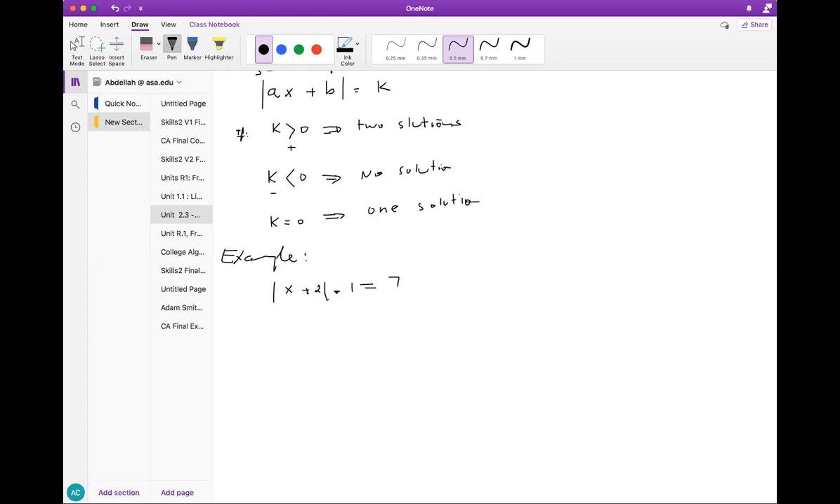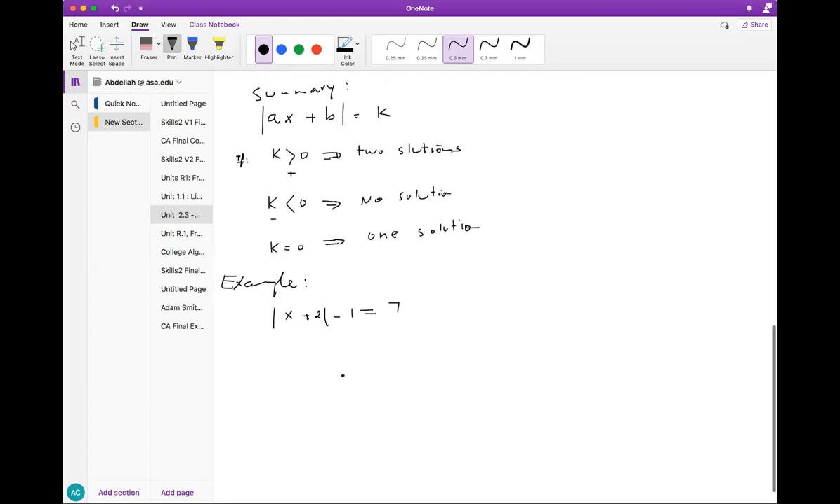First, we need to get rid of the -1 to keep the absolute value by itself, like the standard form says. All right, so what do you think we do here to cancel this -1? Add 1. That's right, just need to add 1. Just like we did last time with first degree equations, now we end up with this, and as you can see, this is k.